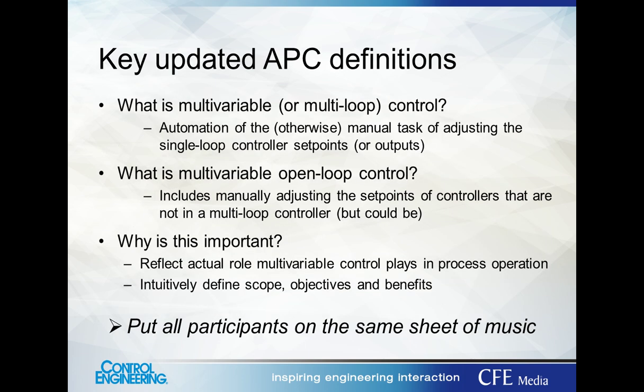With that said, here are some updated definitions that are important to bear in mind going forward for APC. When an operator makes set point changes in the course of a shift, that's manual multivariable or multi-loop control. Automatic multivariable or multi-loop control automates those actions.